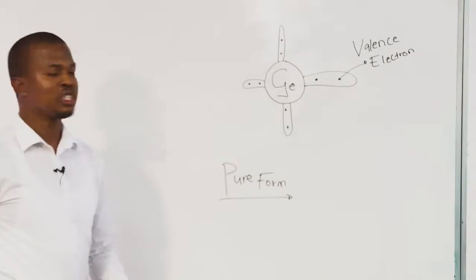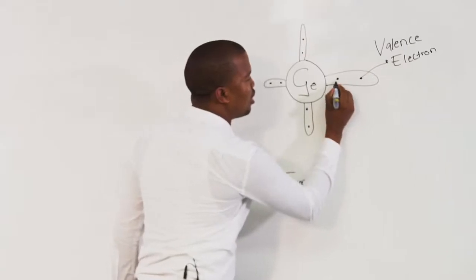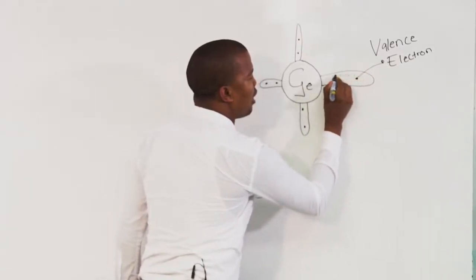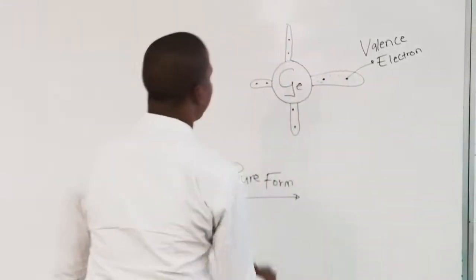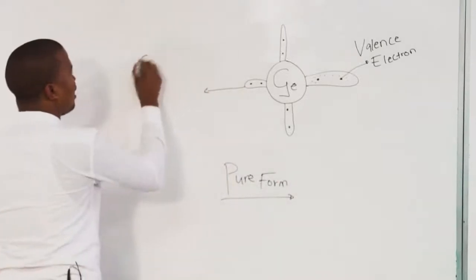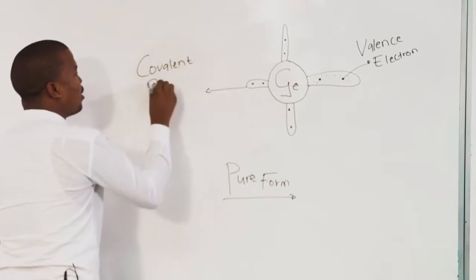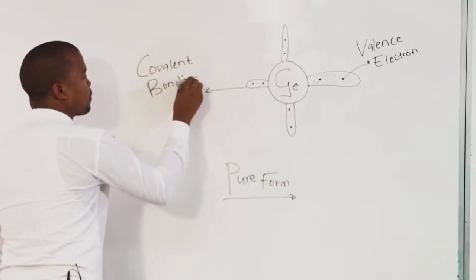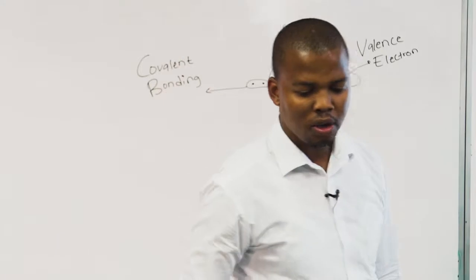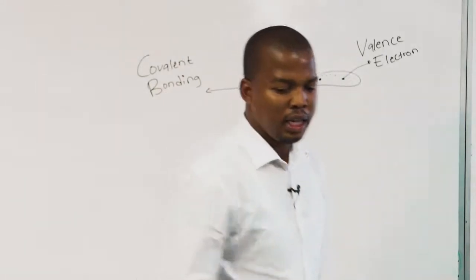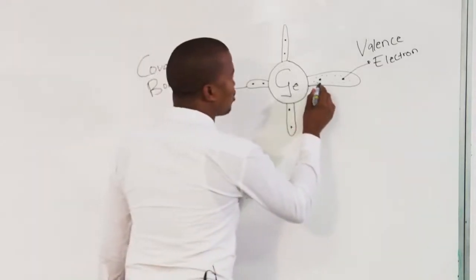When valence electrons are shared, they form a bond. When they form a bond, this bond is called covalent bonding. The covalent bonding is demonstrated by a dotted line.